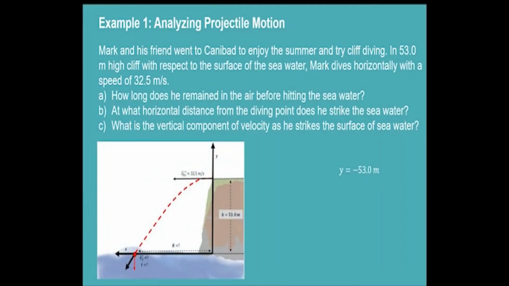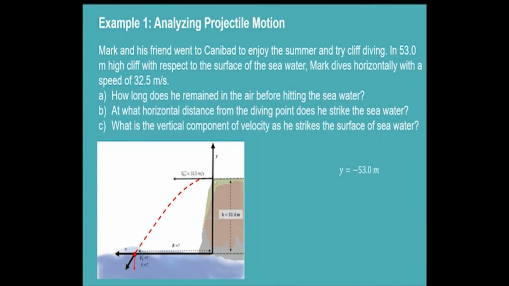If we're going to illustrate that, this is now our illustration. From the surface of the water to this point, the diving point or the launching pad of Mark, it has a height of 53.0 meters. And then the range is calculated from this point to this point, where this point represents the position where Mark hits the surface. And as you can see here, this trajectory is half of the full parabolic trajectory in case number 1. So, why is v sub y equal to 0 at this point for case number 2?